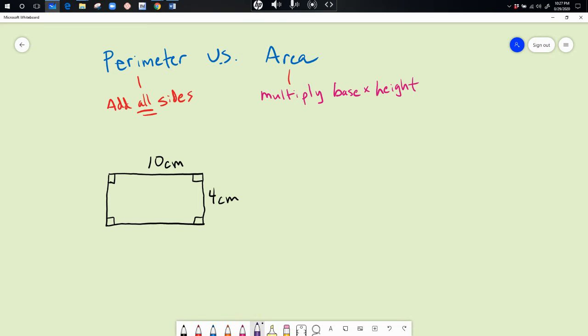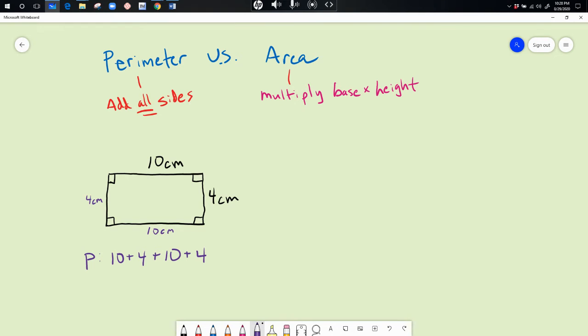I underlined all to make sure you know that there's 4 sides. So how do we find the perimeter? 10 plus 4, right? No, we have 2 more sides. So the bottom side is also 10, and the far left side is also 4. So if you saw a problem like this, it's okay to write 10 here, and it's okay to write 4 here. But you don't need to, it's just a given.